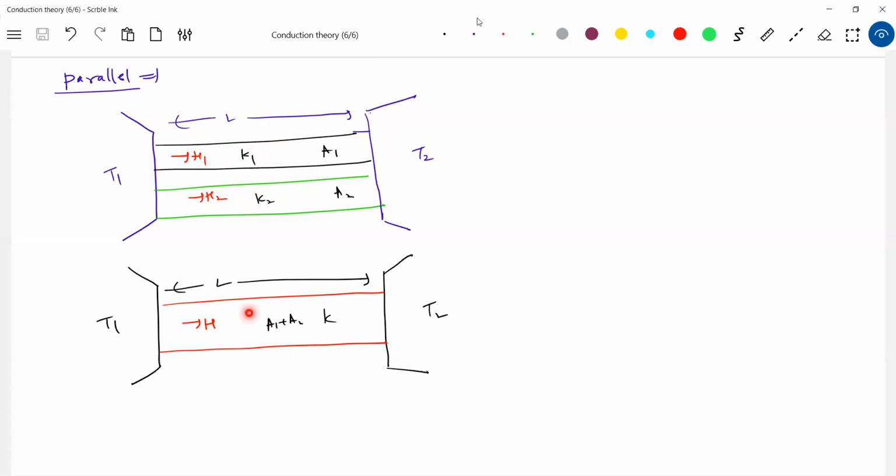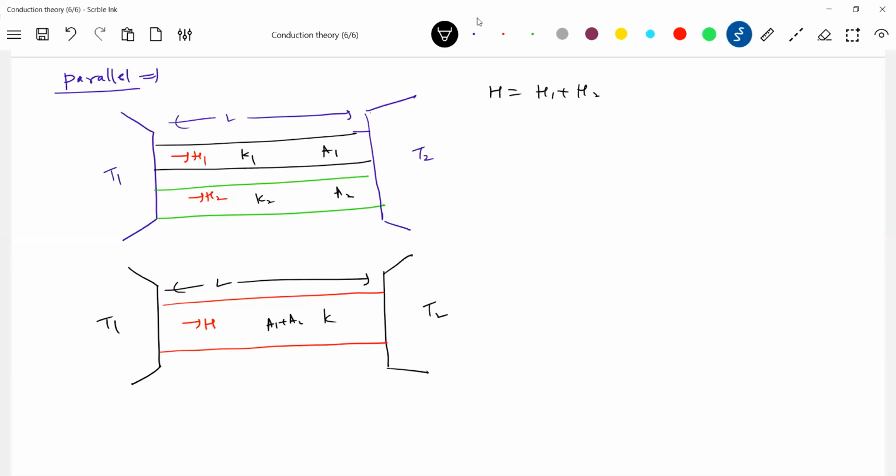Now, when can I say this is equivalent of these two? For the same temperature difference, whatever thermal power these two together are transferring, if the same amount of thermal power is transferred by this, then can you say this is equivalent of these two? This is definitely equivalent of these two. Able to think on this one? So what is the basic condition now? H should be equal to H1 plus H2.